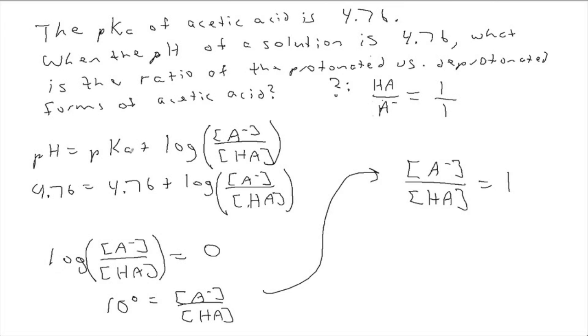The Henderson-Hasselbalch equation tells us that when the pH is equal to the pKa, you always have equal amounts of the acid and its conjugate base. I'm sorry, were you saying something? I was going to say the exact same thing. Okay, good.